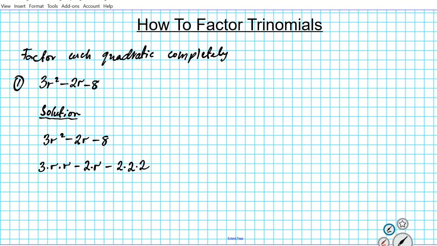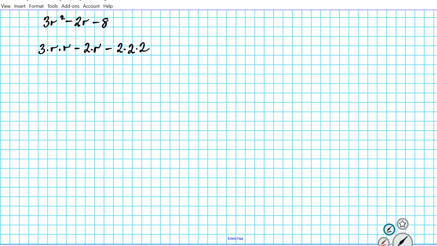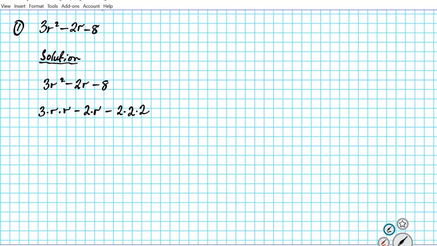Okay? So now the question is, is there a factor or factors that are common in these 3 terms that we have here? And the answer is no, there's no term that's common. Okay, so we're going to multiply everything back together. So we have 3r squared minus 2r minus 8. All right, so we have a quadratic trinomial here.